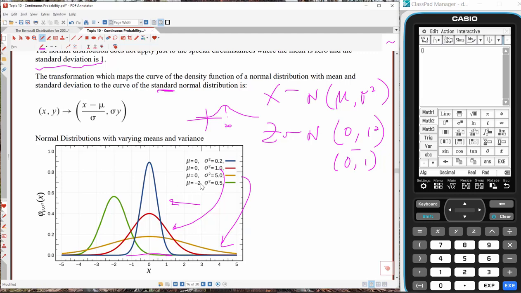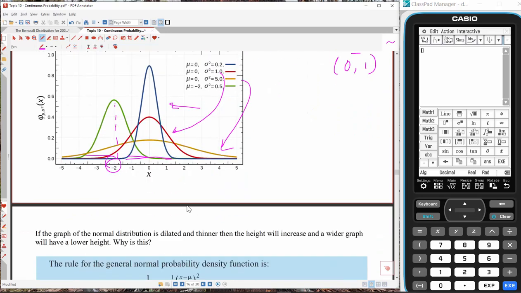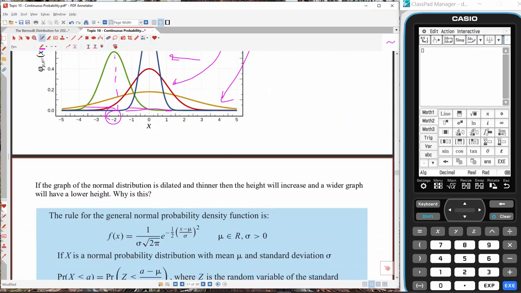The final one is this one here, which has a mean of -2. Notice what that does to the function. It centers it around -2 with a standard deviation of 0.5. So again, that's how it spreads about the mean. So if we graph the normal distribution, if it's dilated and thinner, then the height will increase, and a wider graph will have a lower height.